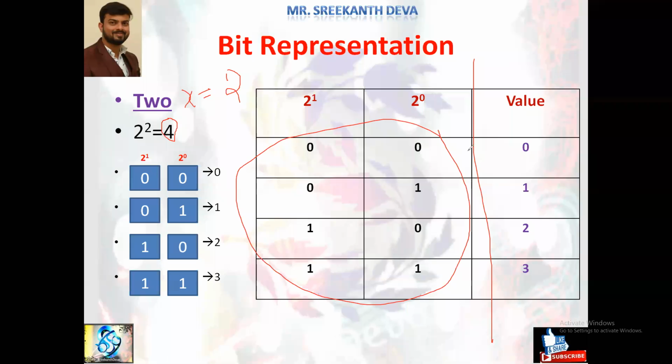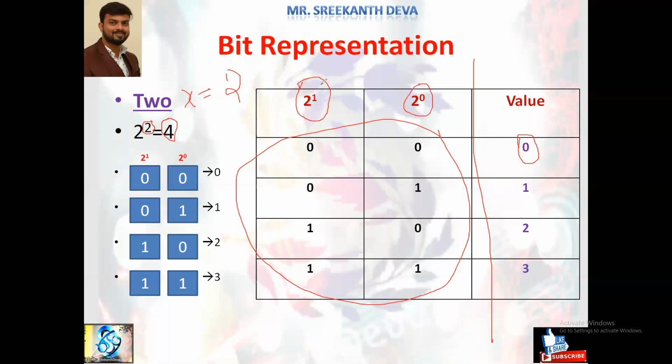Sir, why have you written only 0, 0, 1, 0? See, 0, 0 represents what value? The decimal value is 0. Here, 2 combinations are going to be calculated. X value is 2. There are 2 combinations: one is 2 to the power of 0, and the other is 2 to the power of 1.